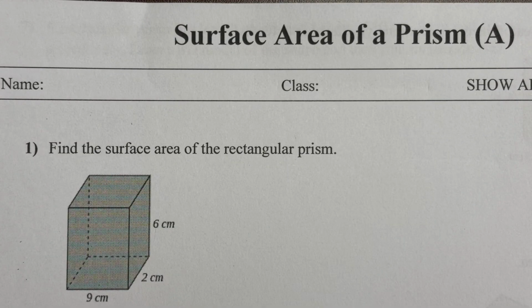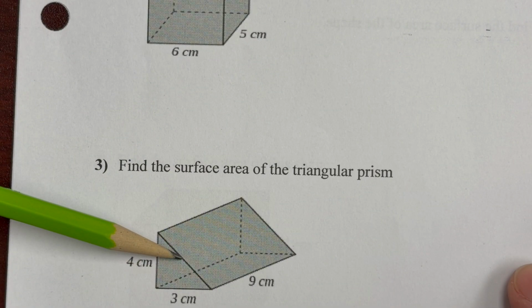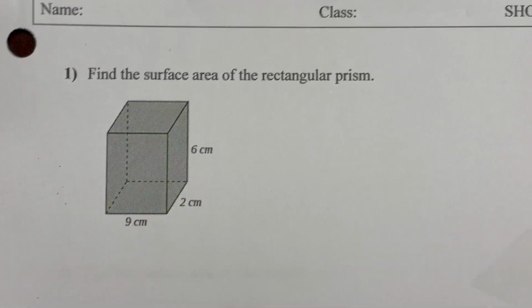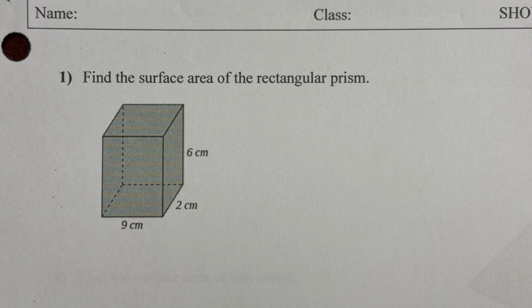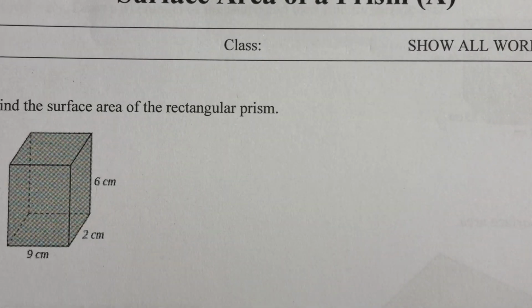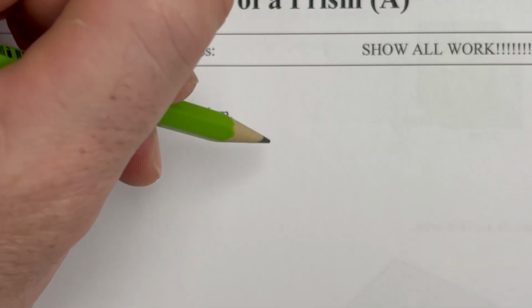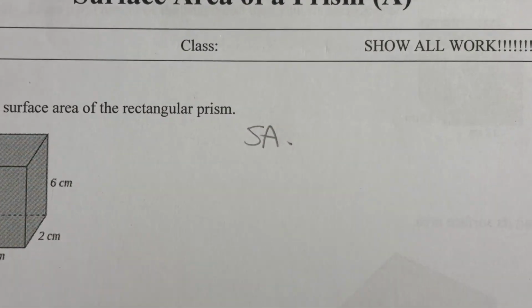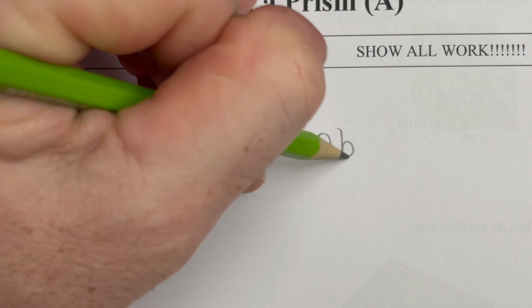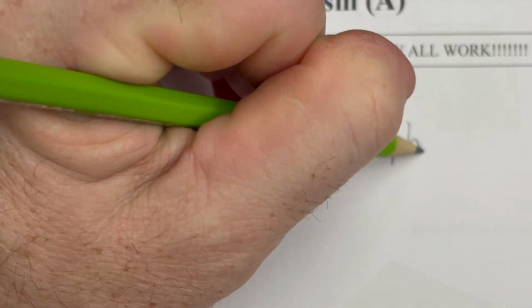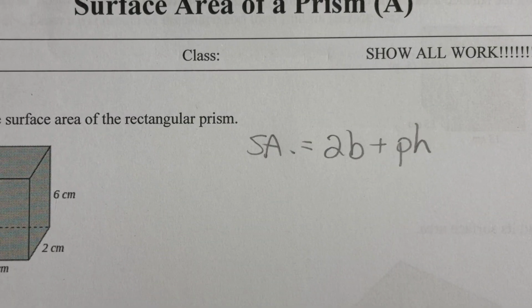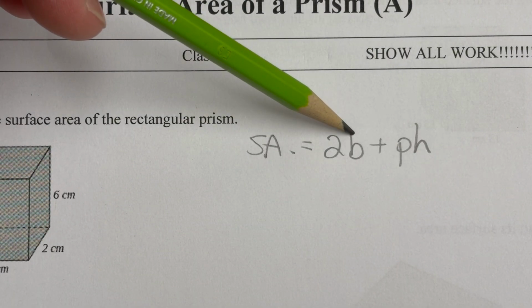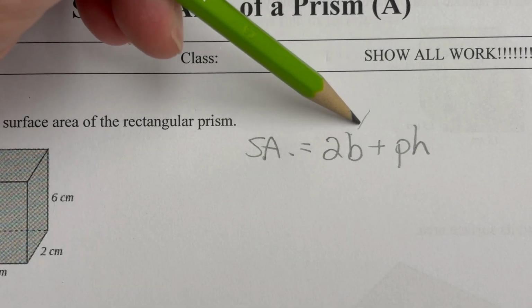All right, in this video, we're going to calculate the surface area of a prism, specifically with a right rectangular prism and also with a right triangular prism. Let's do the rectangular prism first. A reminder of our formula: the surface area equals 2B plus PH.